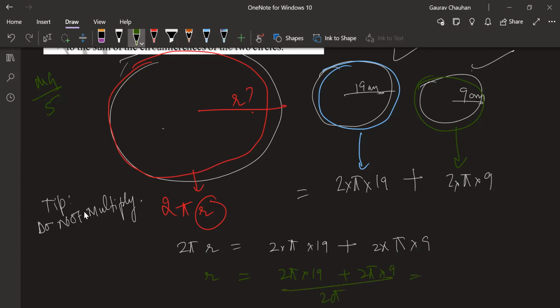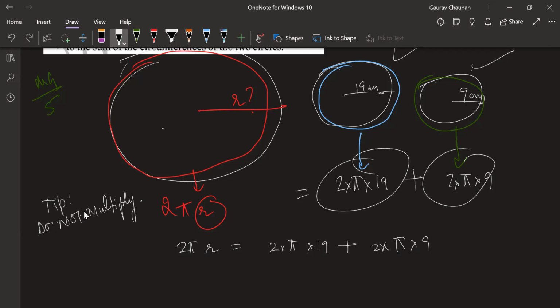That will be a fraction. So 2 pi into 19 by 2 pi plus 2 pi into 9 by 2 pi. This goes, this goes, this goes, this goes. You have r equal to 19 plus 9. Following this? It's very, very simple. Or the other way of thinking about this, just divide the whole equation with 2 pi. It's actually a very simple question, if you have this insight. Otherwise you will end up spending much more time. If you multiply this first and then finally divide with 2 pi, it is too much work.